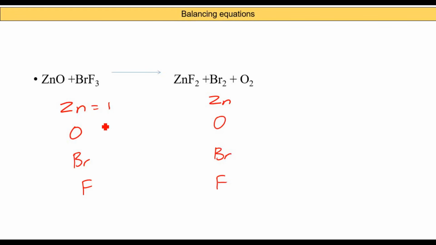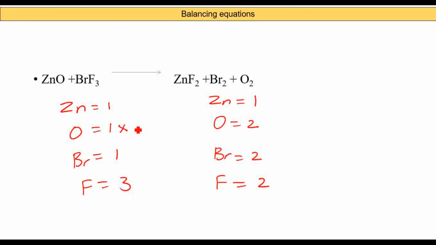Zinc is 1, oxygen is 1, Br is 1, F is 3. On this side, zinc is 1, oxygen is 2, Br is 2, and F is 2. Okay, so what do we do here? Straight away you notice that your oxygen is off, your Br is also off.